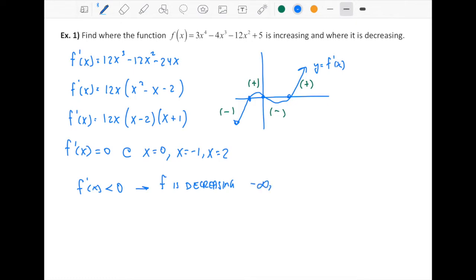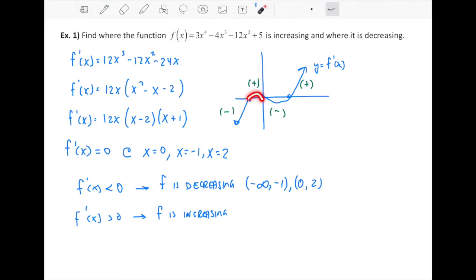Negative infinity to -1, it is decreasing. From 0 to positive 2, it is also decreasing, looking at those two sections. f prime of x is positive, meaning f is increasing, on those sections where our derivative is positive. So we're increasing from -1 to 0, and again from 2 towards positive infinity.